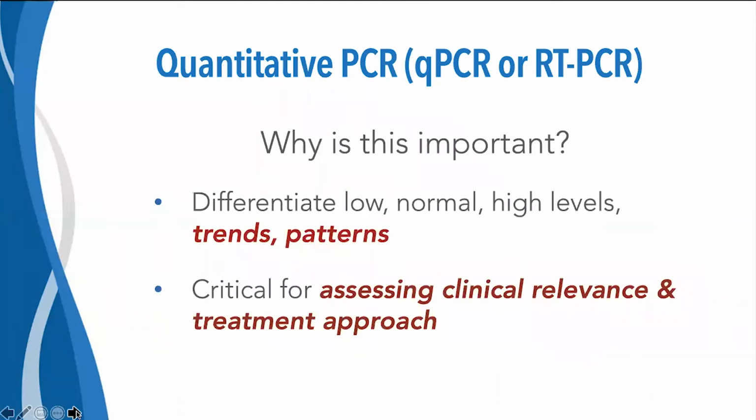So the big question there is really, why is that important? And again, I kind of alluded to some of those important clinical relevance aspects, but it really allows you to differentiate low, normal, and high levels at a much more detailed level, so you can identify trends and patterns. And that's a big part of connecting the dots with GI-MAP. And that's also critical for assessing the clinical relevance in your treatment approach, because if you do a retest, the organism may still be there, but it may be responding well. You may have gone down a couple orders of magnitude in quantity, showing that your approach is working. So that's really where quantitation is important.